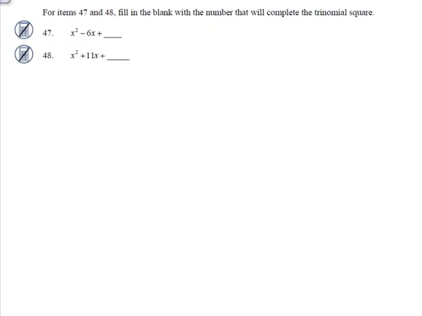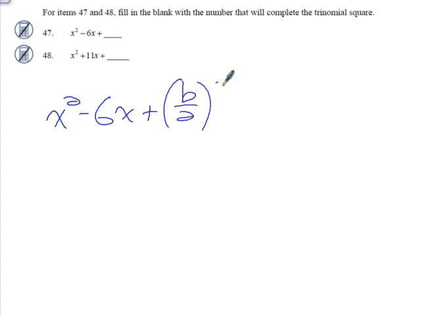Now we jump to 47. It says to fill the blank with the number that will complete the trinomial square. So all we're doing here is completing the square and entering that last value. If you remember, all we're doing here is adding b over 2 squared to the end of the equation. So if we were solving, we'd add it to both sides. Here we're just completing the square.